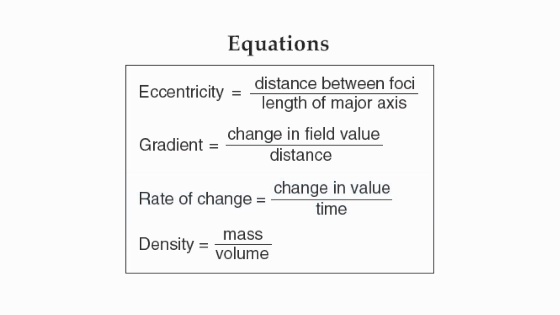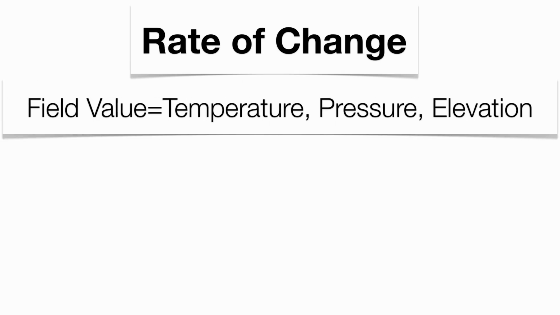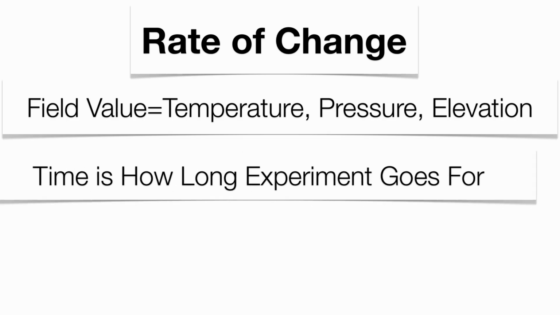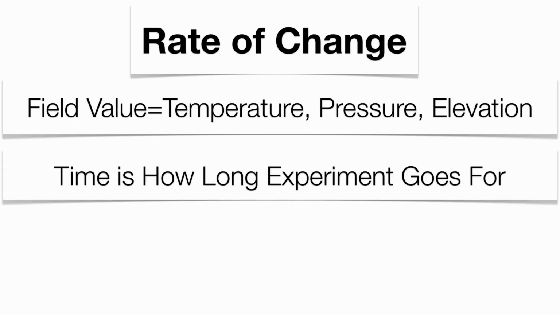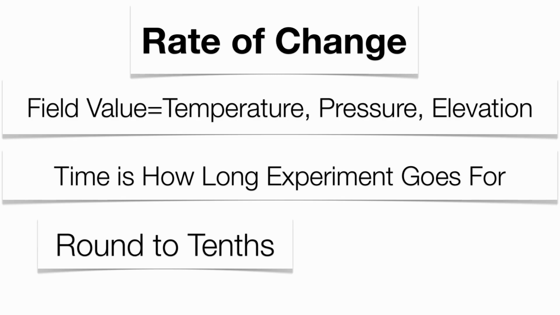A lot of times you're going to use rate of change in experimental situations. So with the rate of change, again, field value could be temperature, it could be pressure, it could be elevation, just like when you're dealing with gradient. But in this case, you're dealing with how long an experiment is going to go for. You're going to round to the tenths, and in this case, you can have a unit like degrees Celsius per minute. How much temperature change did you get over a 10-minute experiment? You can use your units as degrees Celsius per minute.